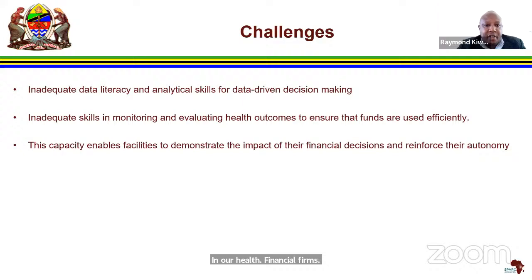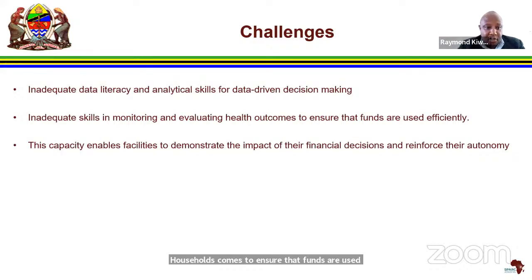However, we have challenges that hinder smooth implementation of data use in the DHFF. We are facing gaps in data literacy and analytical skills for data-driven decision making. The health facility staff also lack skills in monitoring and evaluating health outcomes to ensure that funds are used efficiently.